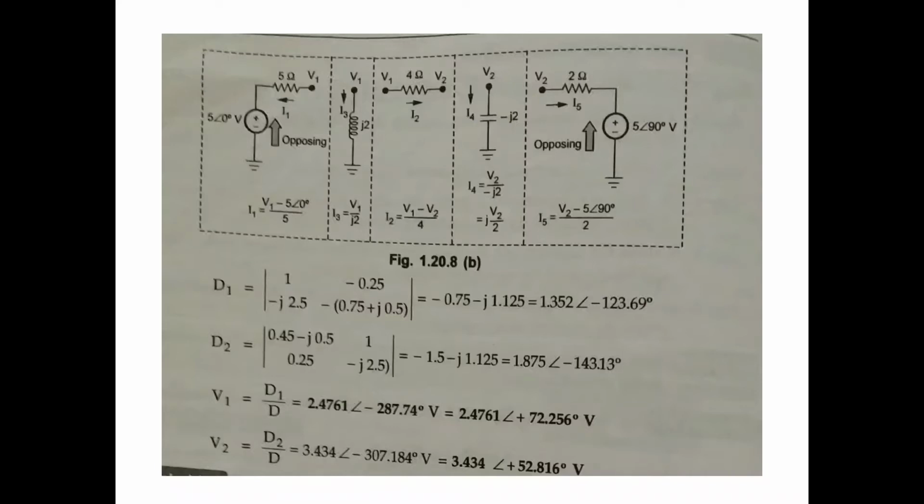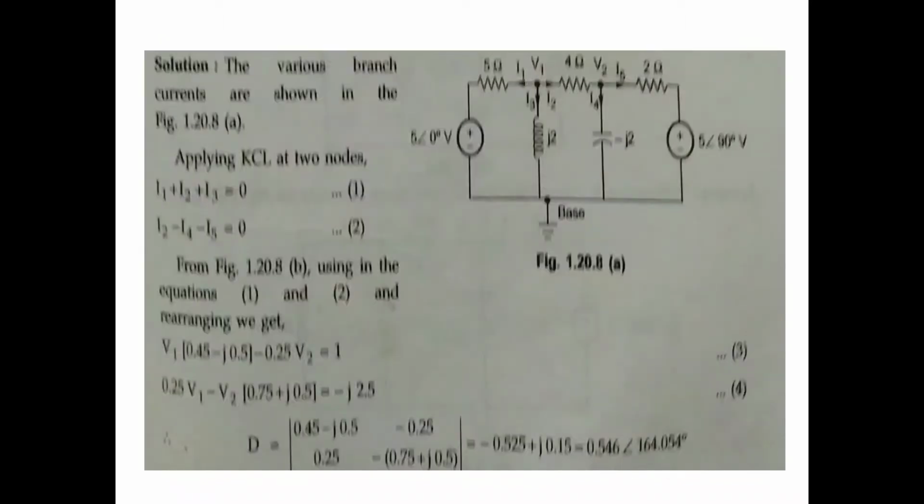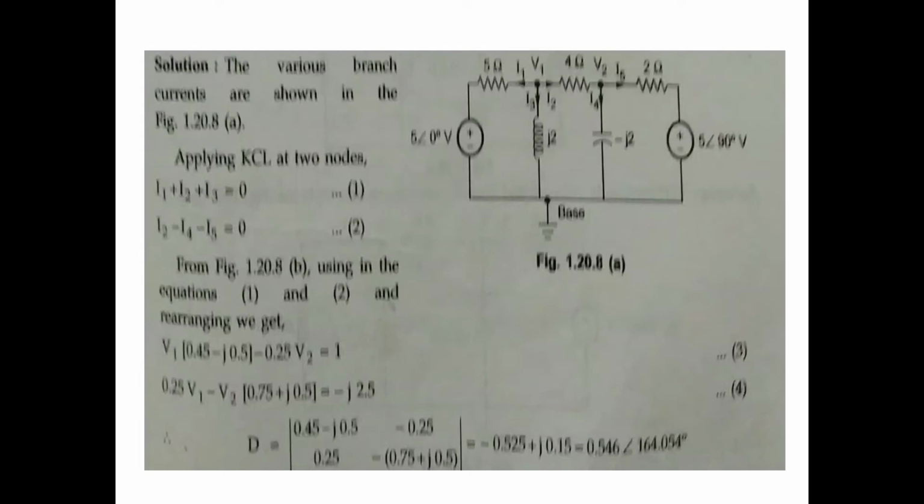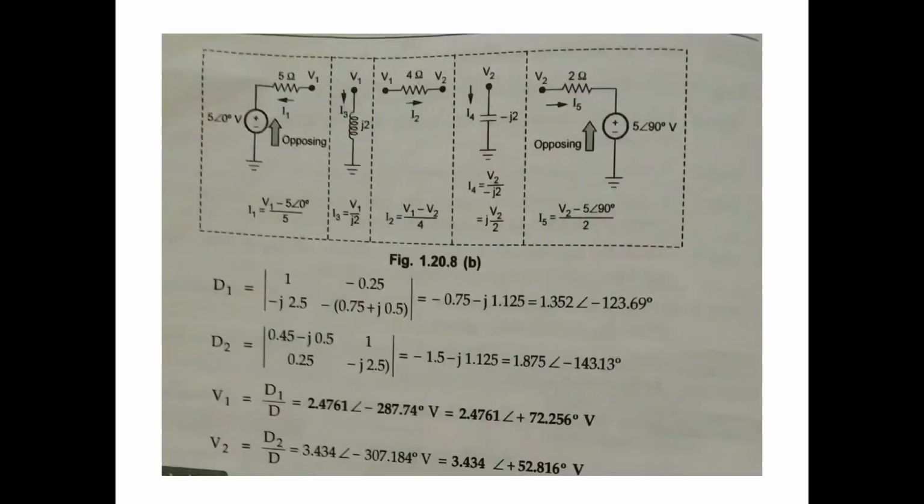To simplify, substitute the values of I1, I2, I3, I4, I5 into equation 1 and equation 2, giving equations 3 and 4. Using these, the determinant D is calculated. Next, D1. The matrix entries include 1 by j2 and 1 by j2.